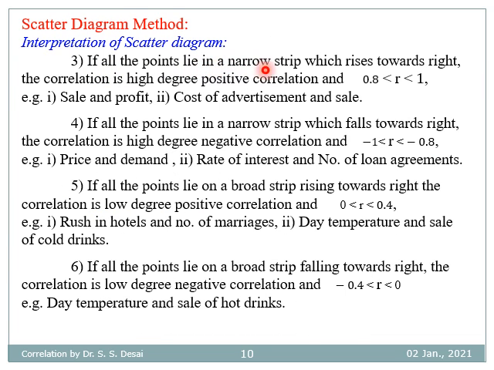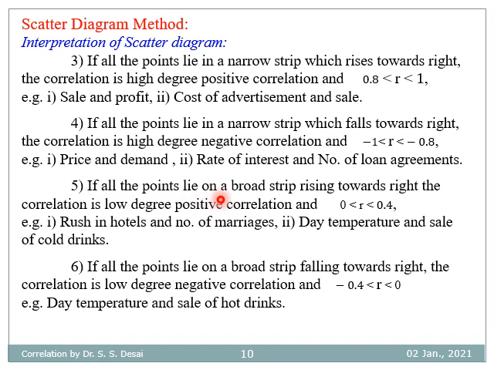If all the points lie in a narrow strip which rises towards the right, the correlation is said to be high degree positive correlation or strong positive correlation, and in this case the value of r lies between 0.8 and 1. For example, sale and profit, cost of advertisement and sale. Next, if all the points lie in a narrow strip which falls towards the right, the correlation is high degree, that is strong negative correlation, and the value of r lies between -1 and -0.8. For example, price and demand, rate of interest and number of loan agreements.